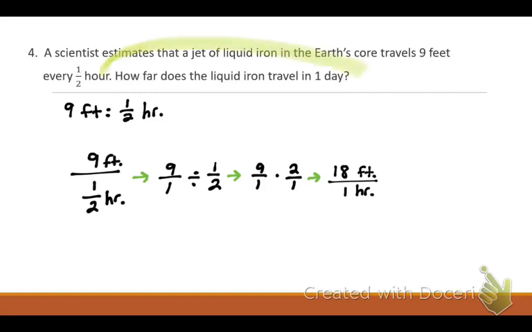Now, here's my question. How far does the liquid iron travel in 1 day? Did our answer come out per day? No, it came out per what? Per hour. How would I change that hour into a day? Do we know how many hours are in a day? 24. So instead, I need to make sure that I am multiplying 1 hour times 24 hours to give me a day, right? If I multiply by 24 on the bottom, I also have to multiply it on the top.